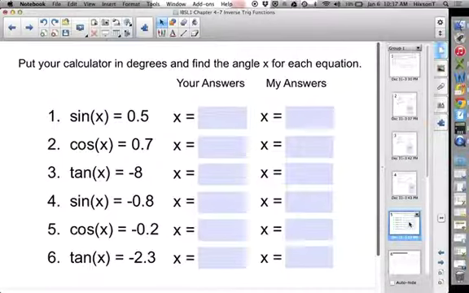Hey. Do any of you with the Inspire not know how to set it to degrees? Show me.